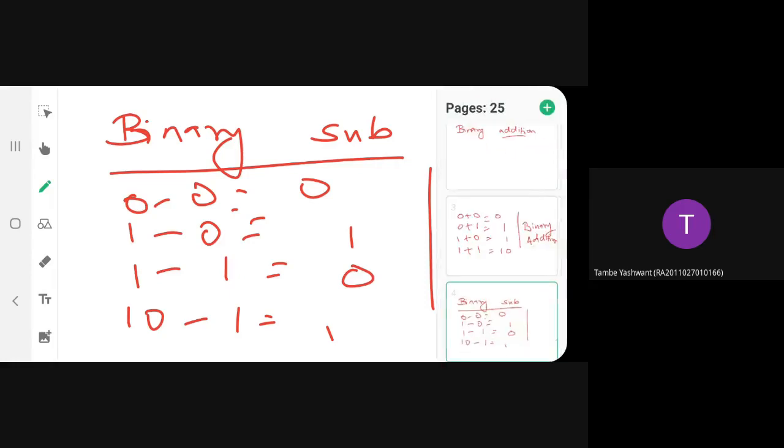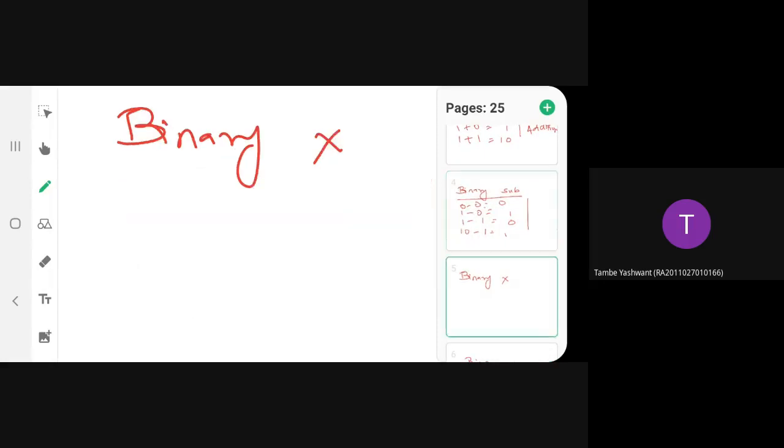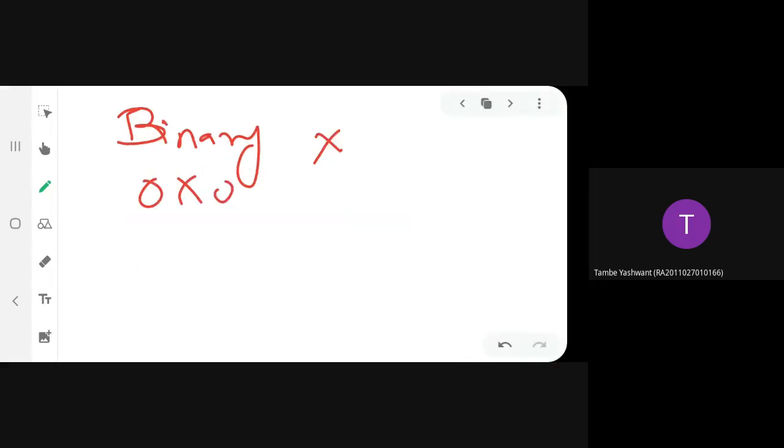Next, we will move on to binary multiplication. Okay, same way, 0 cross 0, then 1 cross 0, 0 cross 1, 1 cross 1. So tell me what are the answers for all these four multiplication operations with zeros and ones?